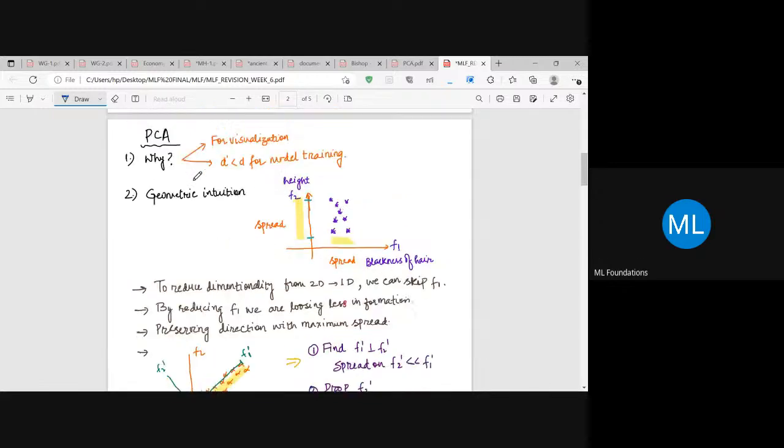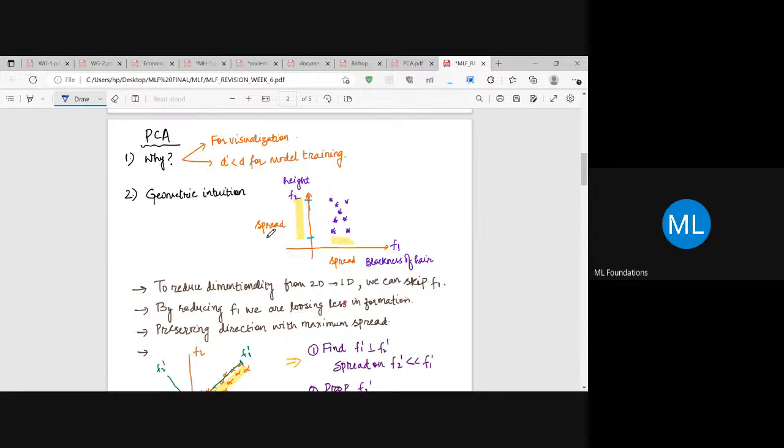The training data set that is given, we'll be converting from D dimensions to D-dash dimensions. D dimension is very big, meaning your features are very large, like 1,000 dimensions, and you are coming down to 2 dimensions or 3 dimensions. What is the geometrical intuition of that?